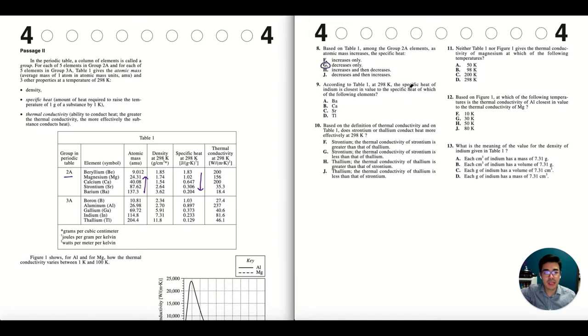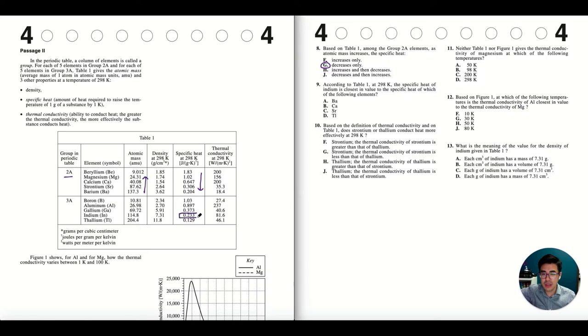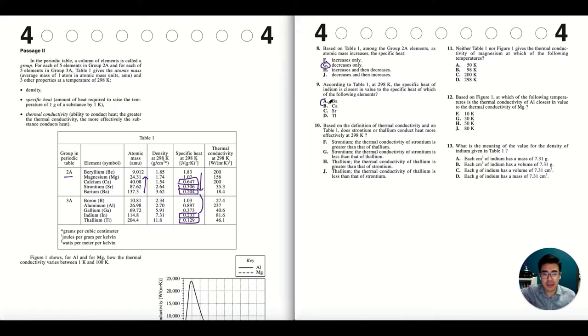According to table one at 298, the specific heat of indium is closest to which of the following values? Specific heat, indium. Okay, right there. Specific heat is 233. And they want us to compare it to barium is 204. Calcium is 647. Okay, so it's definitely not that one. Strontium, Sr, 306. And then Tl, thallium, 129. So this one's closest to which one? 129 is about 100, 204 is 30, 70. So 204 is barium. Okay.